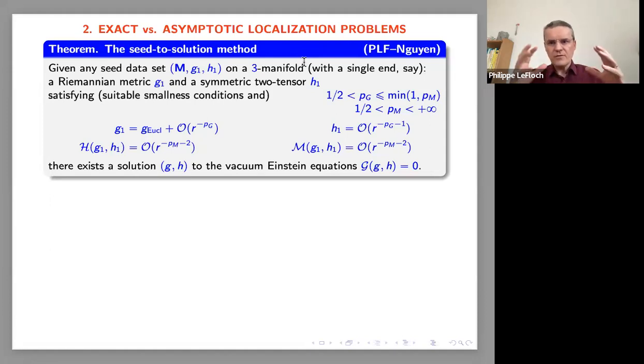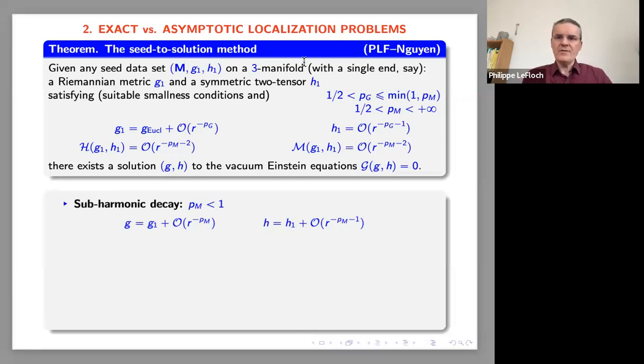And then I can prove that based on this sort of ansatz, there exists a solution to the vacuum Einstein equations. And in addition to that, we were able to analyze the decay of these solutions. But the decay of the solution depends on the ansatz in the following way. If M stands for matter and capital G stands for geometry, I have geometric exponents and matter exponents, if you like. So if my PM is less than 1, I have an agreement that will be, if you like, similar to what Carlotto and Schoen were proving, that is slightly less than harmonic.